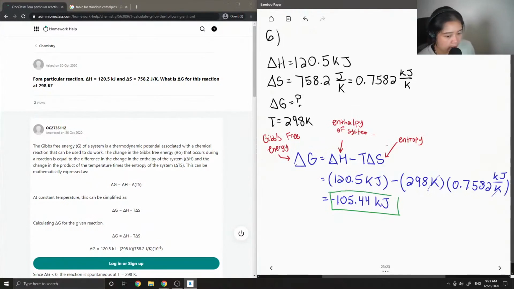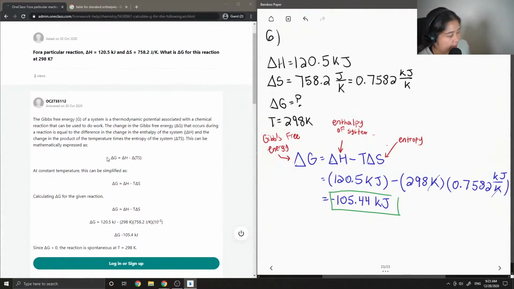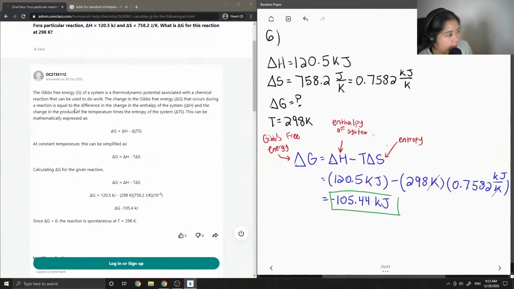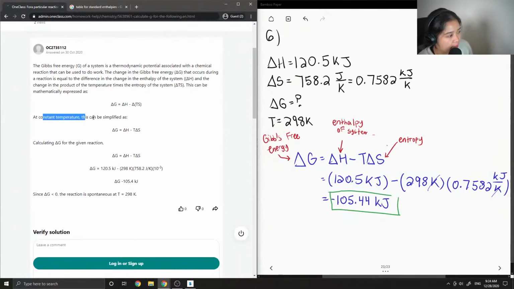Okay, so the junior tutor said that the Gibbs free energy of a system is a thermodynamic potential associated with a chemical reaction that can be used to do work. The change in the Gibbs free energy, delta G, that occurs during a reaction is equal to the difference in the change in the enthalpy of the system, delta H, and the change in the product of the temperature times the entropy of the system. Okay, so this can mathematically be expressed as the following. At constant temperature, this can be simplified. So calculating delta G for the reaction, delta G is equal to delta H minus T times delta S.